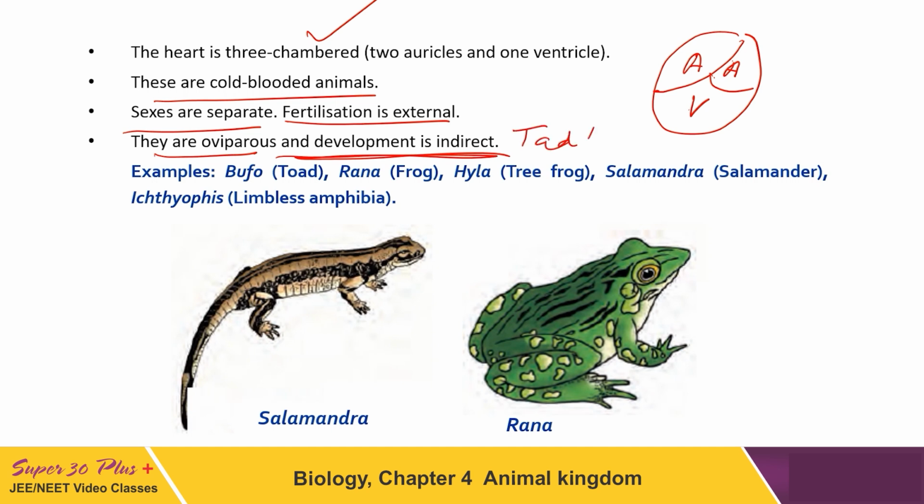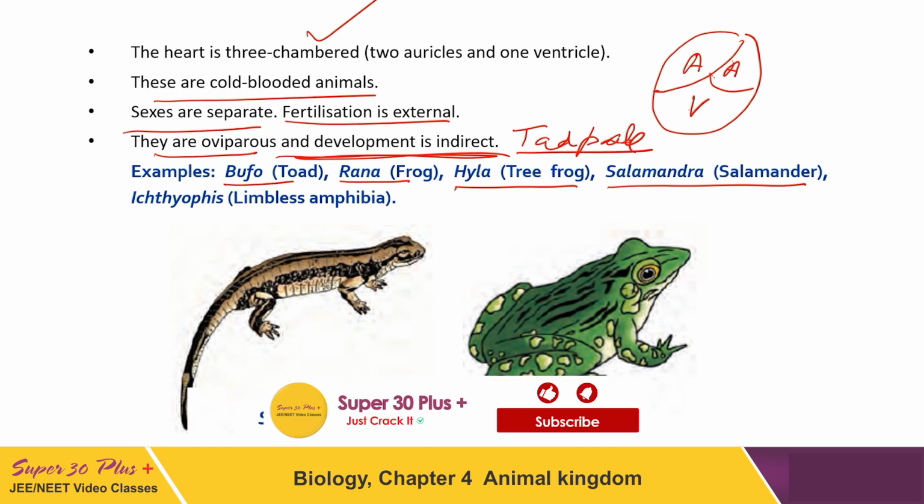You know, a tadpole is formed. Tadpole will develop. Metamorphosis will be there. It will develop into an adult. Examples: Bufo, the toad; Rana, the frog; Hyla, the tree frog; Salamandra; and Ichthyophis. This is a very important example.